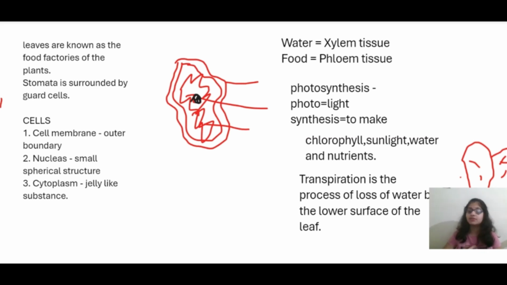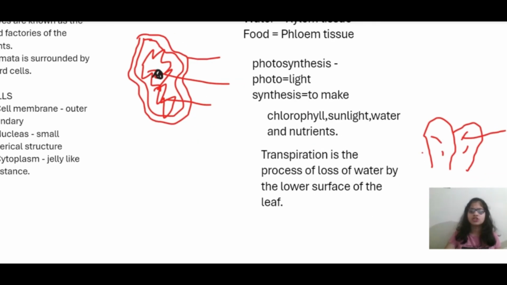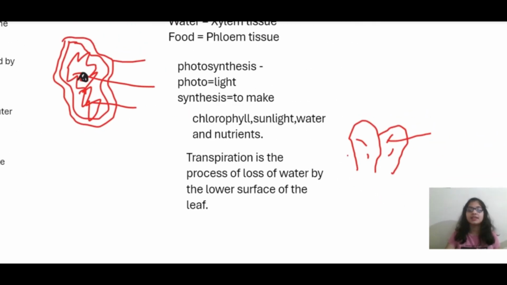What is the function of chlorophyll? The function of chlorophyll is to trap the sunlight, and that sunlight is used in the process of photosynthesis. And transpiration is the process of loss of water by the lower surface of the leaf, which is stomata.